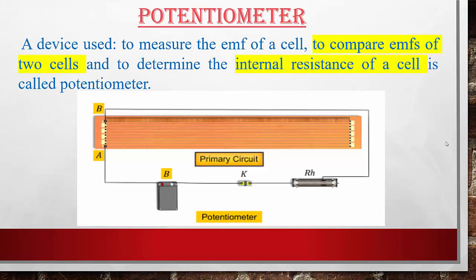So what is a potentiometer? It is a device, an instrument. It is used to measure the EMF of a cell, to compare the EMF of two cells, and also to determine the internal resistance of a cell. Yes, potentiometer is a device which is used to measure the EMF of a cell. What is the EMF of a cell? We already studied about the cell, EMF, internal resistance and terminal voltage. You can remember those 4 terms here. This potentiometer is used to determine the EMF of a cell.